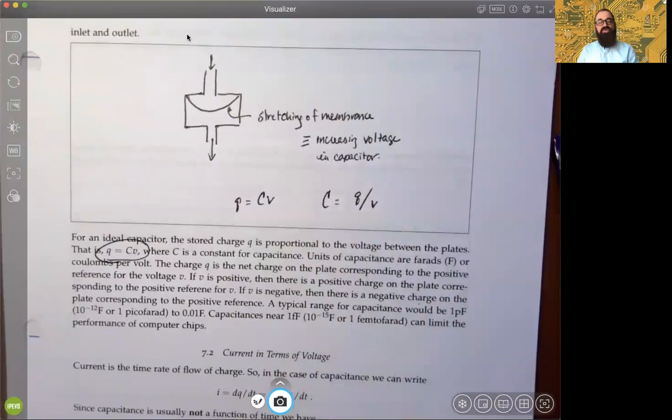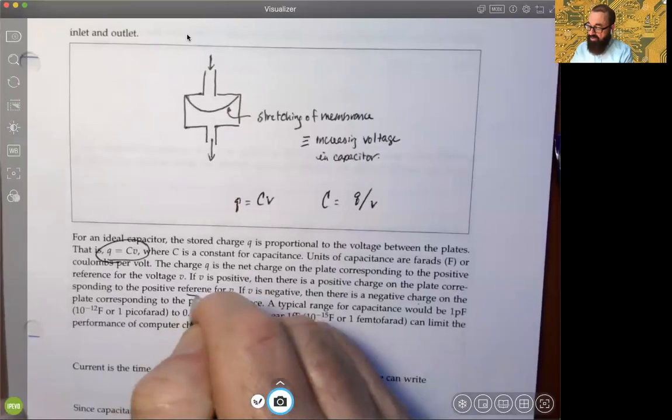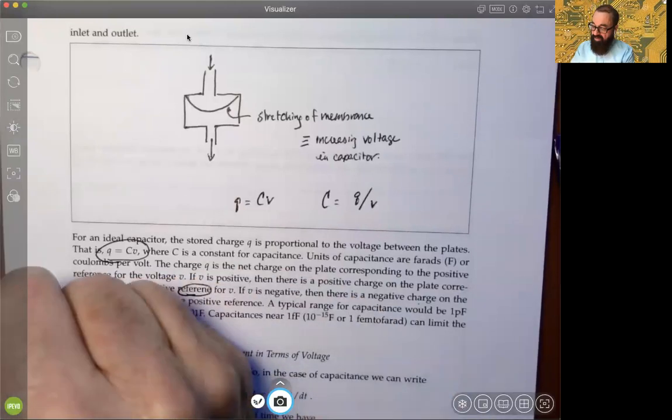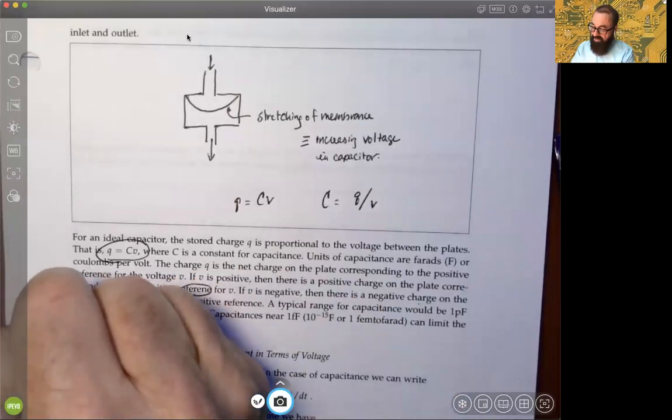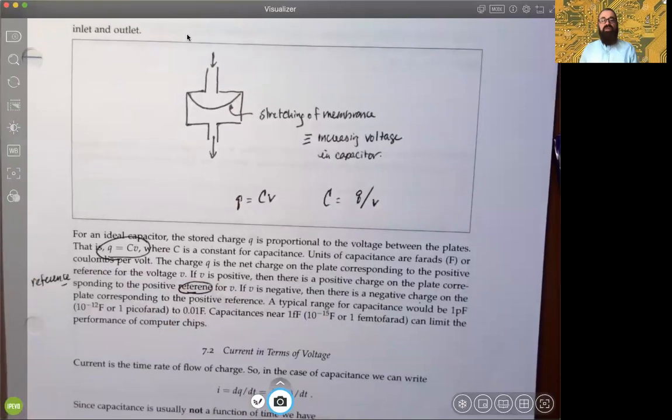The charge Q we represent as the net charge on the plate corresponding to the positive reference. So we just have to have some convention on what the net charge is. So we'll represent that as the positive on the positive reference. So if your voltage is positive, right, then we say there's a positive charge on the plate corresponding to the positive reference. It's a typo there. That should be reference. Okay? Missing a C there, okay?